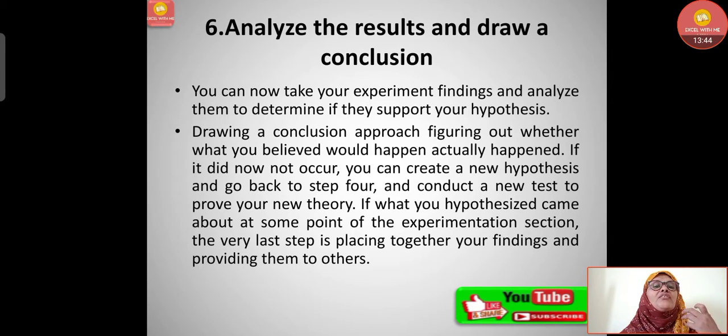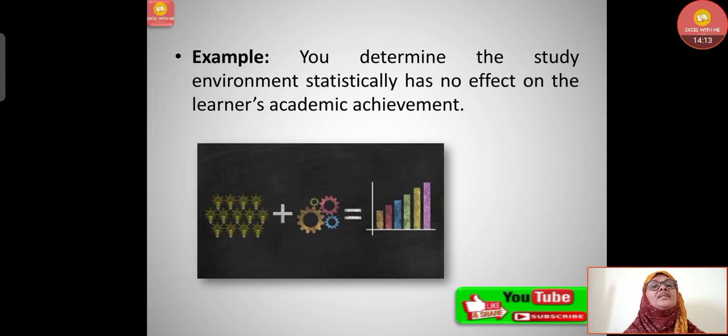If what you hypothesized came about at some point of the experimentation section, the very last step is putting together your findings and providing them to others. If everything is accurate and correct, you need not go back to the 4th step. You can continue and analyze the things and draw a conclusion and give the findings to others to research. Again, other researchers can take your research as an example.